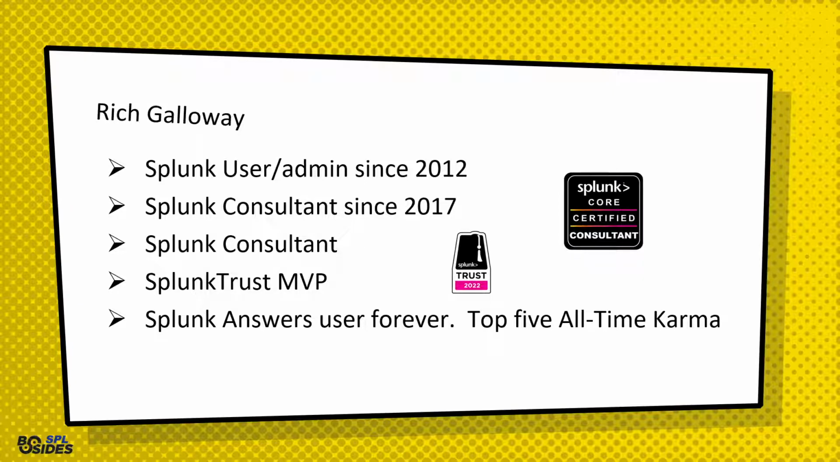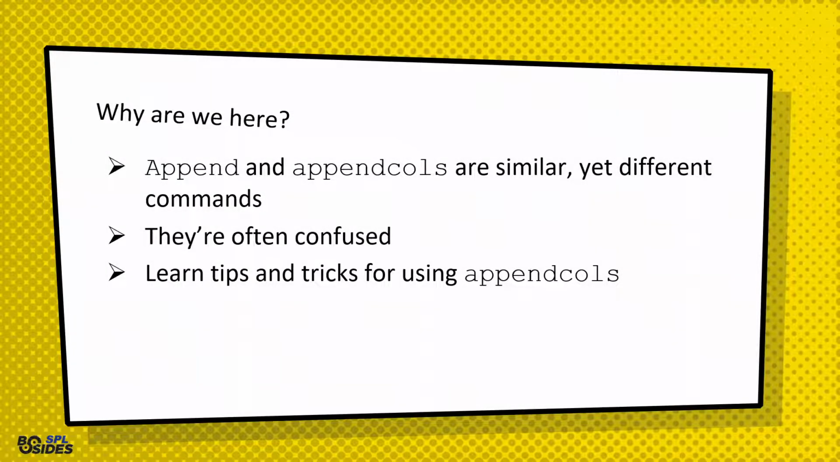While participating on Splunk Answers, I've noticed a few trends among the questions. One of them is regarding the appendcols command, which is what brings us together today. The append and appendcols commands are similar. Each adds the output of a subsearch to the existing result set, but does so in different ways, and they can't be interchanged. They're often confused, so we're here to learn some tips about using them.